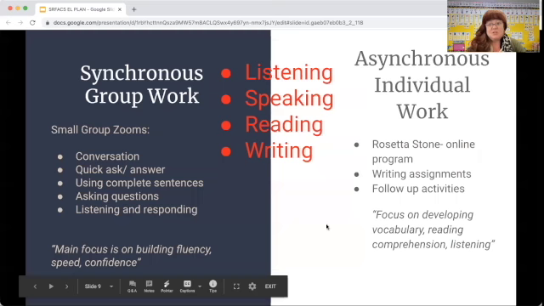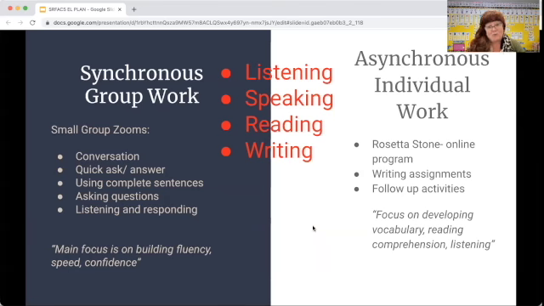Then, during the ELD time, students are focusing on skills in listening, speaking, reading, and writing. This is the focus. And these are the 4 areas that are tested in the LPAC test.